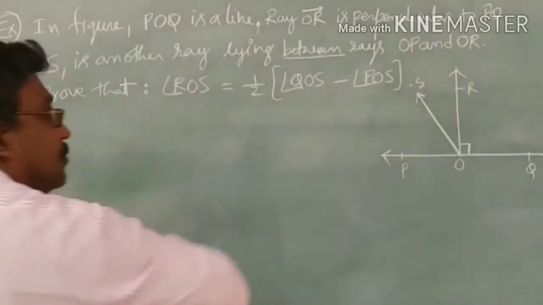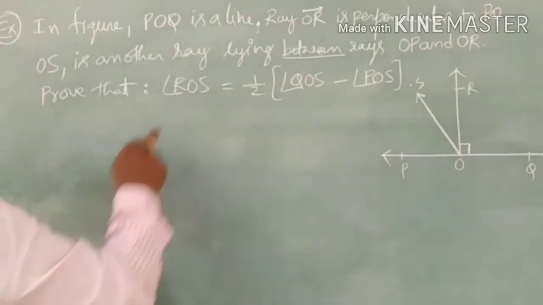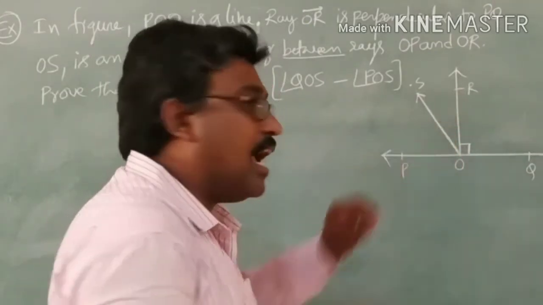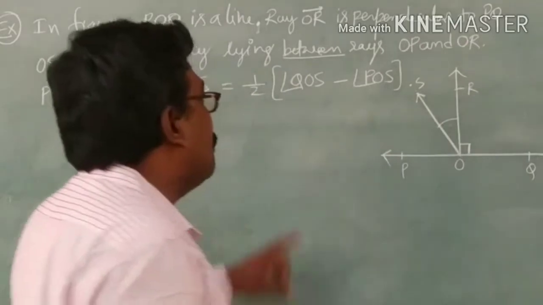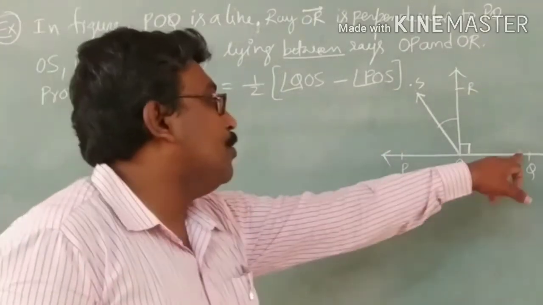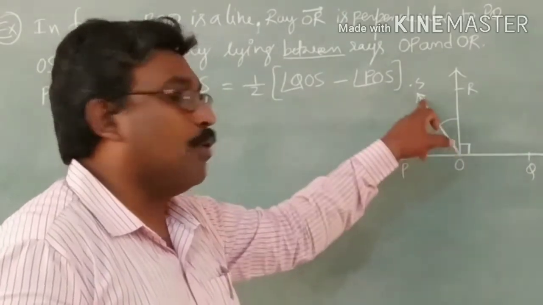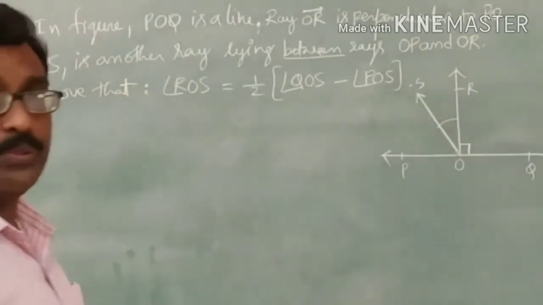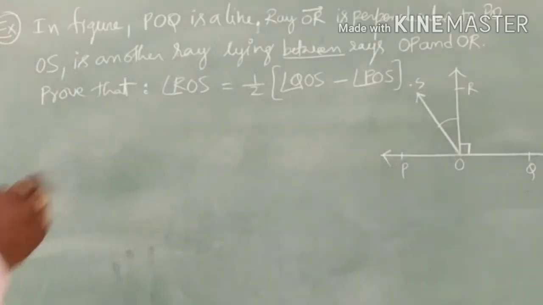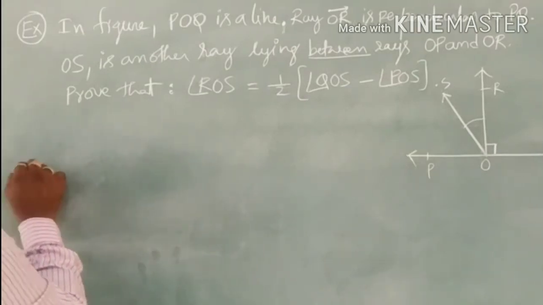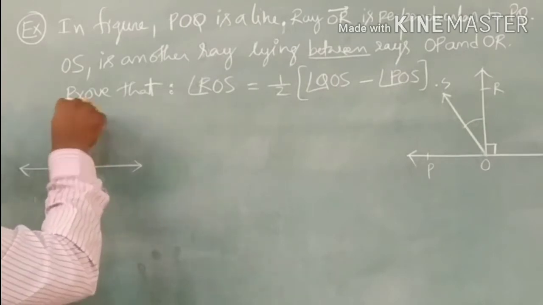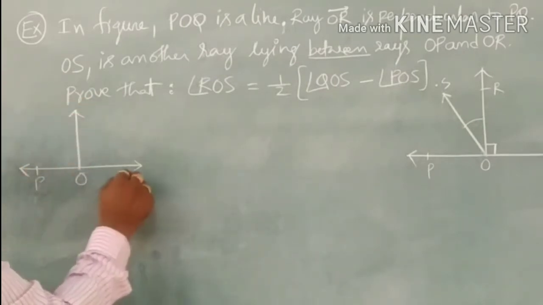OP and OR. Now prove that angle ROS is equal to half of QOS minus POS. QOS minus POS, half of that. We need to prove this. Now, part by part I will explain this question. Just look at the figure, POQ.